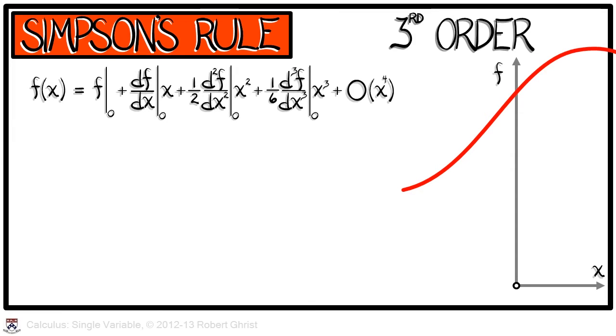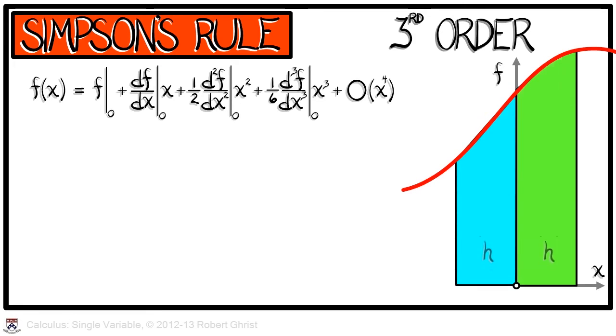Let's set things up so that we're expanding about x equals 0 for convenience. We keep all terms of order 3 and below and pack everything else into big O of x to the 4th. We're going to focus on the range as x goes from negative h to positive h, where h is our step size. Therefore, the higher order terms can be written as big O of h to the 4th. That's going to be important later.